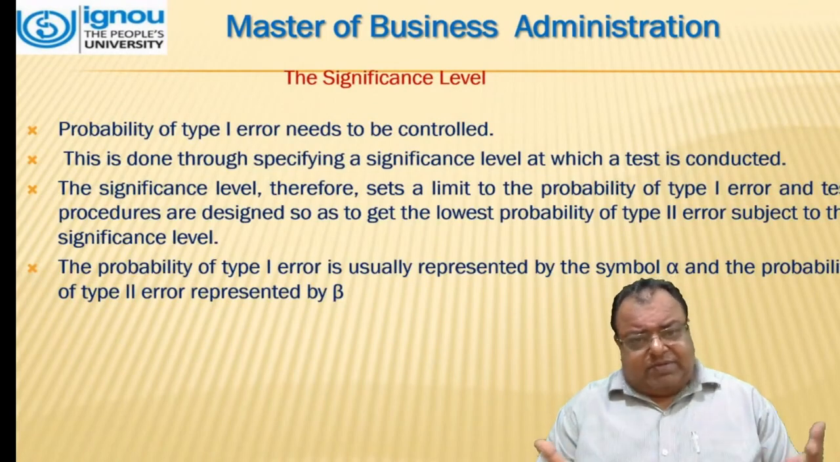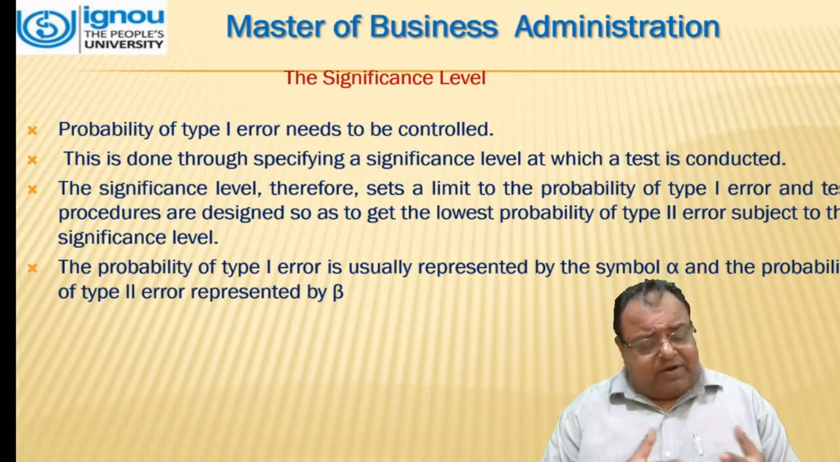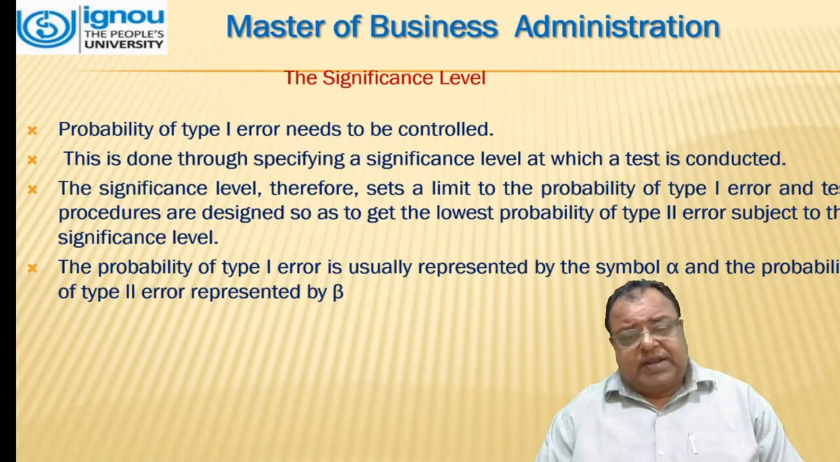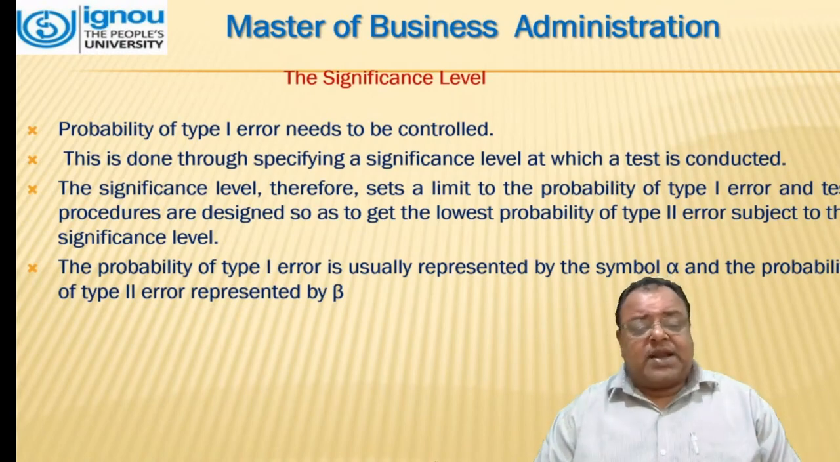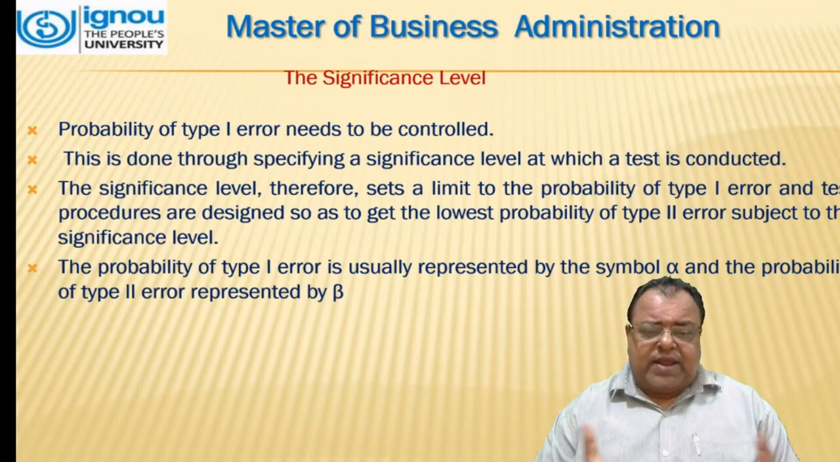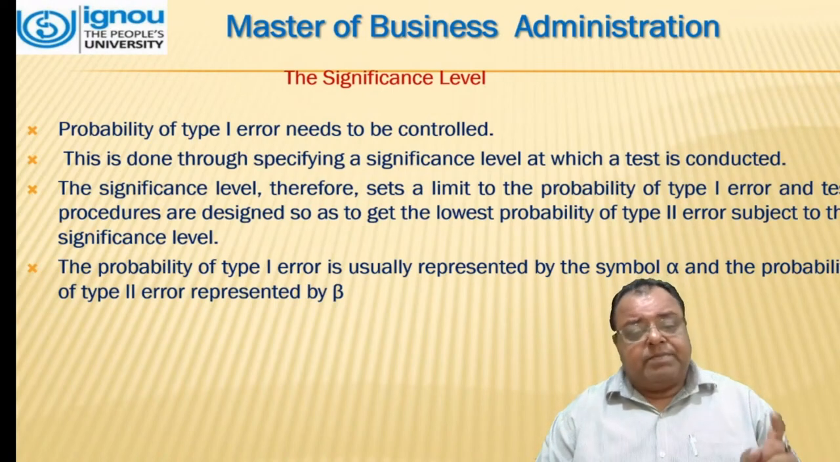Now we will talk in terms of significance level. Probability of type 1 error needs to be controlled. This is done through specifying a significance level at which a test is conducted. The significance level, therefore, sets the limit to the probability of type 1 error, and test procedures are designed so as to get the lowest probability of type 2 error subject to the significance level. The probability of type 1 error is usually represented by the symbol alpha, and the probability of type 2 error is represented by beta.